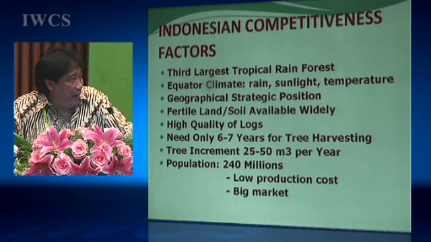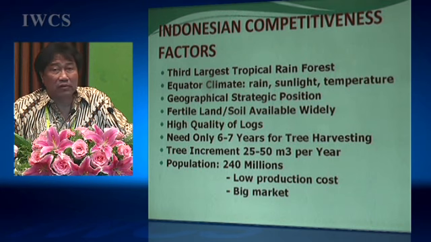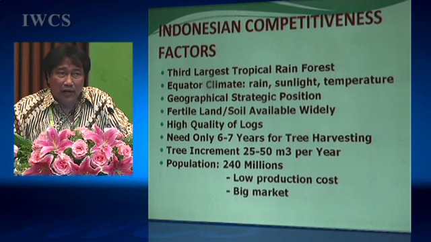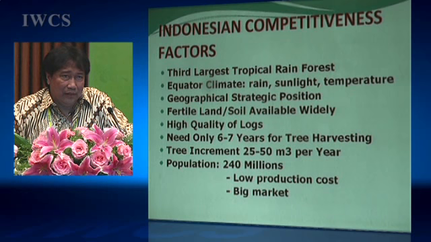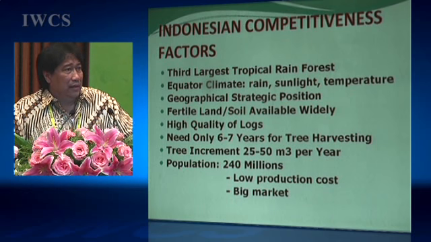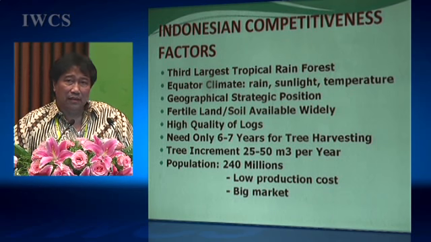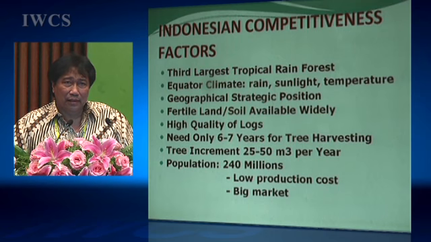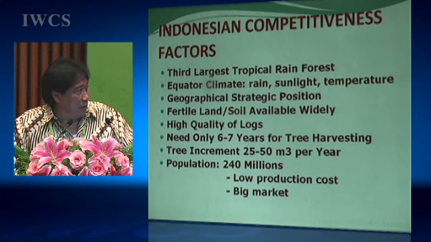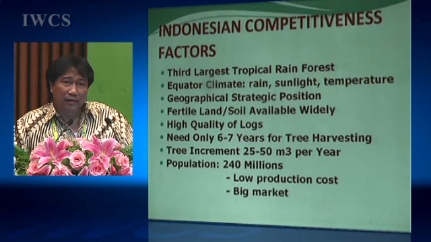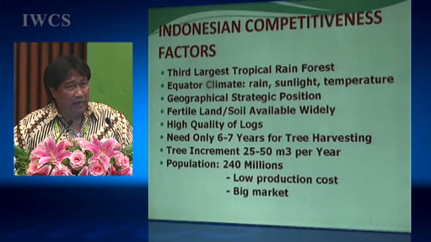And then we have fertile soil, and we have all qualities of logs. Maybe you know jati. We call it jati, but in English or in Latin it is teak, Tectona grandis. Jati or teak is the best wood in the world. It is amazing wood. We have a lot in Java as well. And then we also have keruing, kampers, meranti, and many tree species.